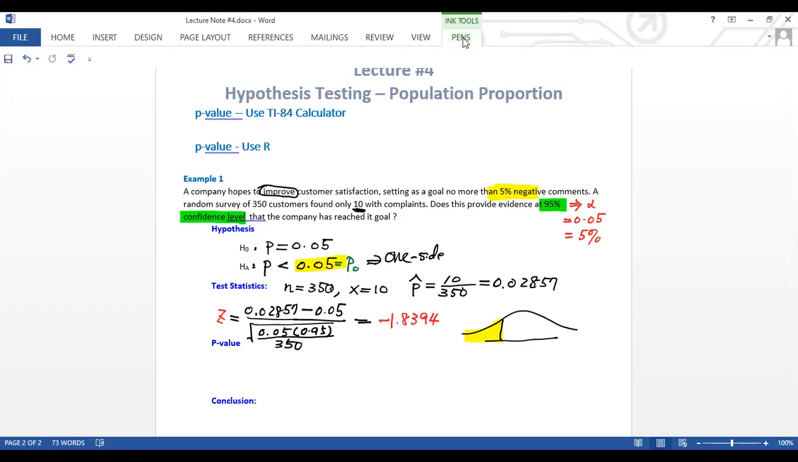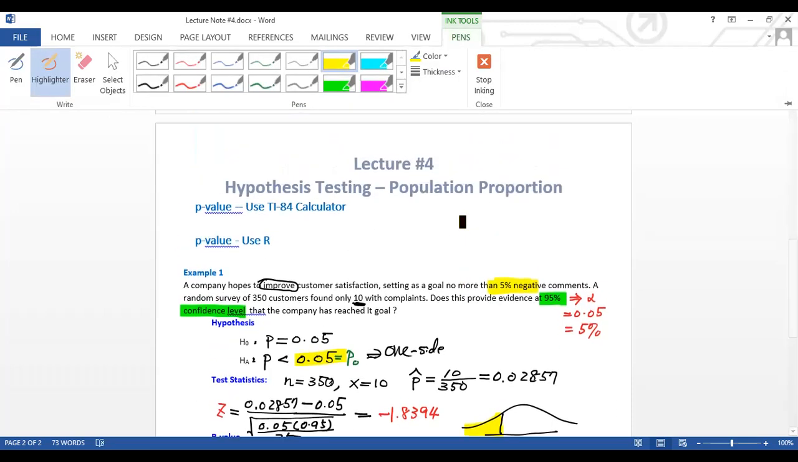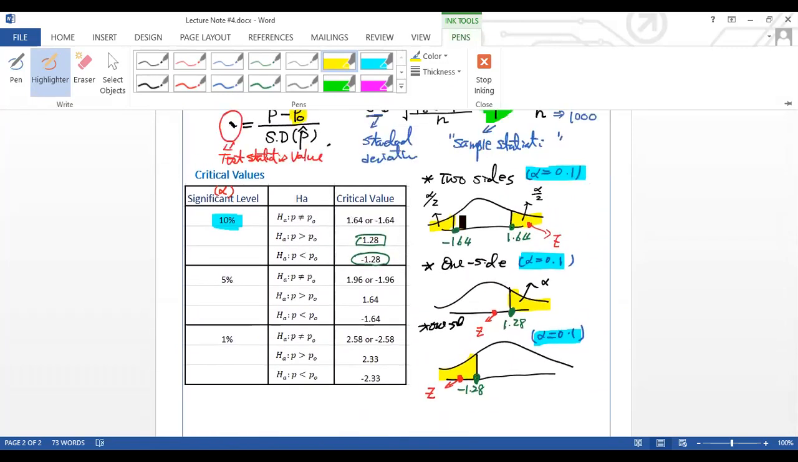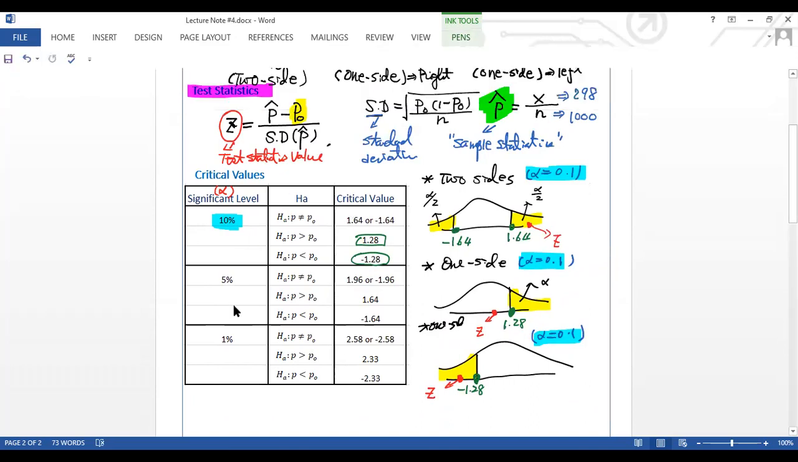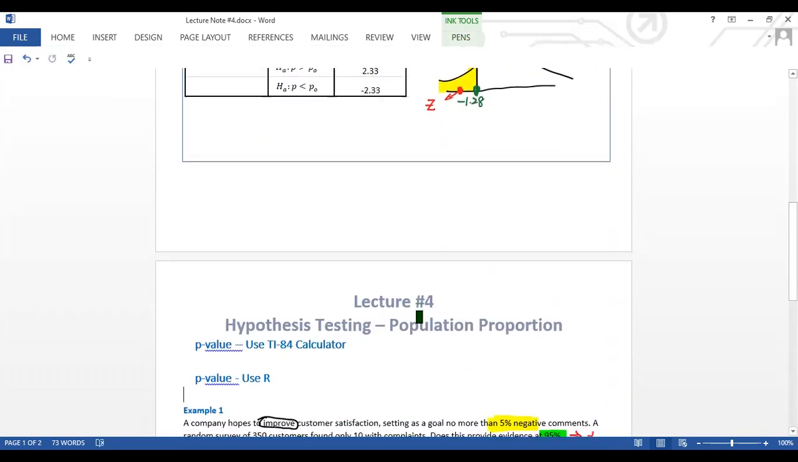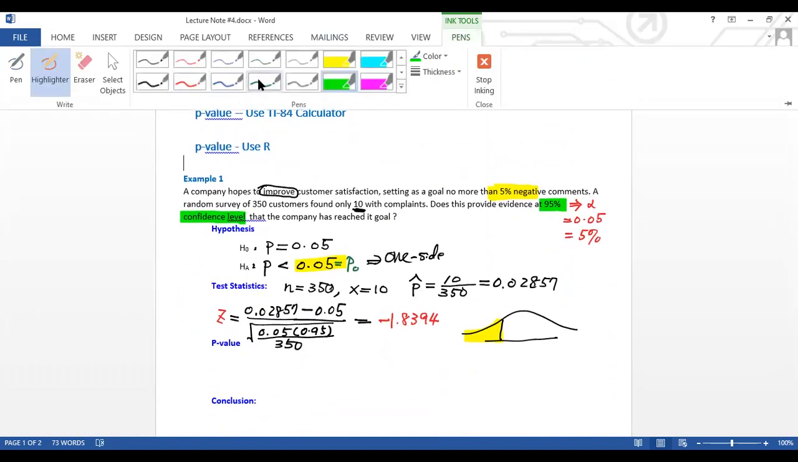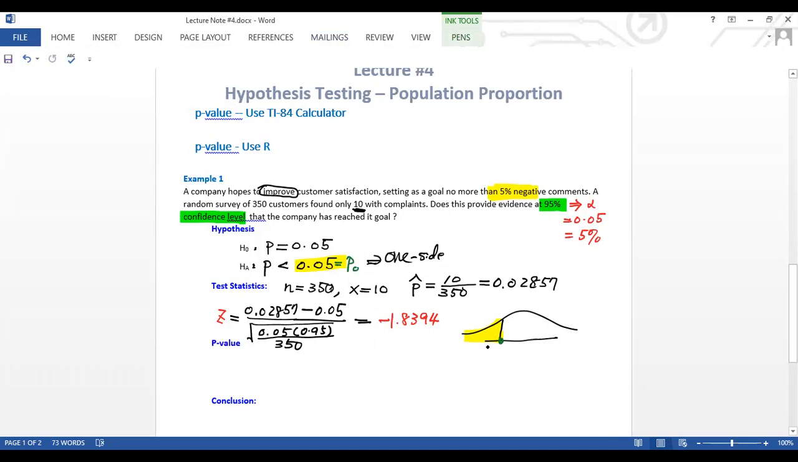And then you go back to the table I provided, and you say 5% is one side. So which side is less than? What is my critical value? Less than is here, right? It's negative 1.64. Did you get that? Okay, so now back here, my critical value is negative 1.64.